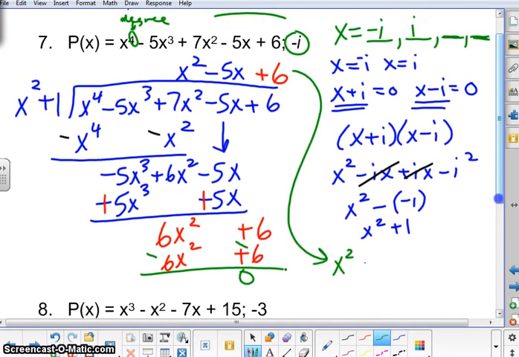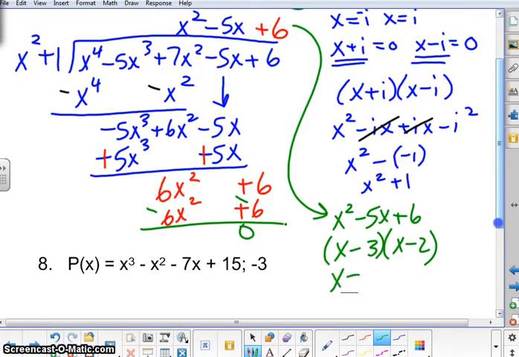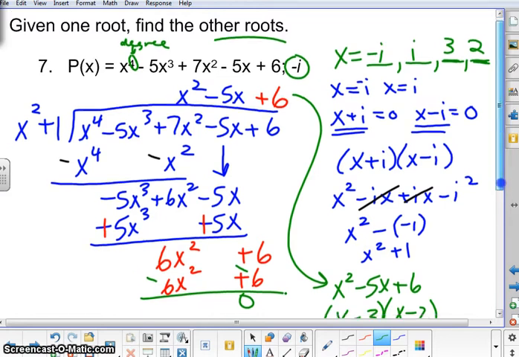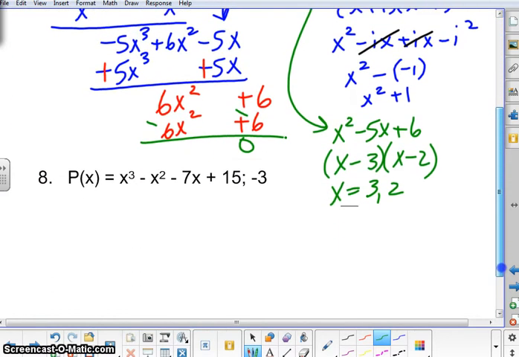So we got x squared minus 5x plus 6. Now that is not what the question is saying. They're asking what are the other roots. So what do we have to do to this to make it happen? We're going to factor. And if I factor this, then use zero product property, x equals 3 and 2. And I can answer the question. What are the other roots? They're going to be 3 and 2. All right, so I know that's a long process, but once you get the hang of it, you're going to do great. All right, let's go ahead and move on to number 8.